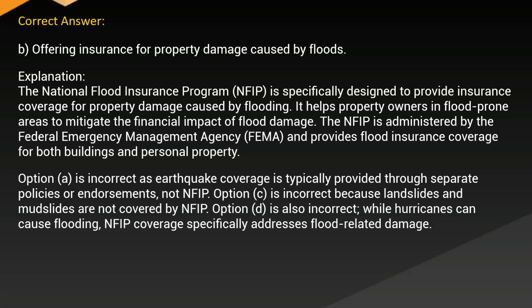Explanation: the National Flood Insurance Program (NFIP) is specifically designed to provide insurance coverage for property damage caused by flooding. It helps property owners in flood-prone areas to mitigate the financial impact of flood damage. The NFIP is administered by the Federal Emergency Management Agency (FEMA) and provides flood insurance coverage for both buildings and personal property. Option A is incorrect as earthquake coverage is typically provided through separate policies or endorsements, not NFIP.